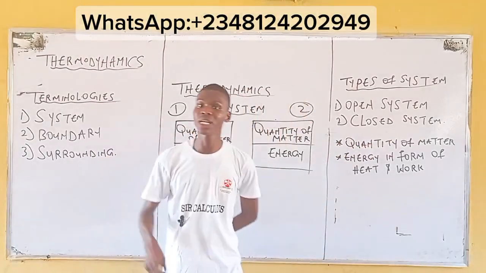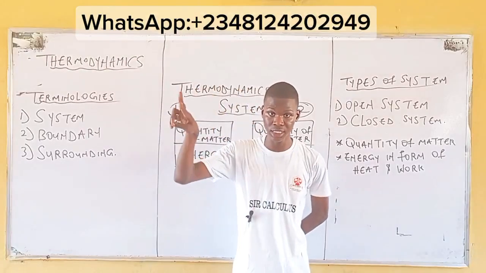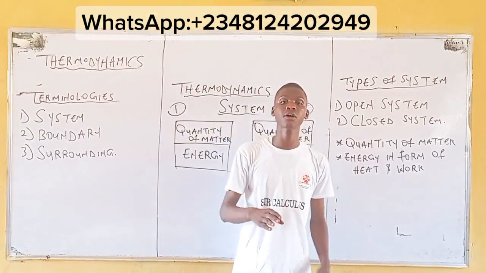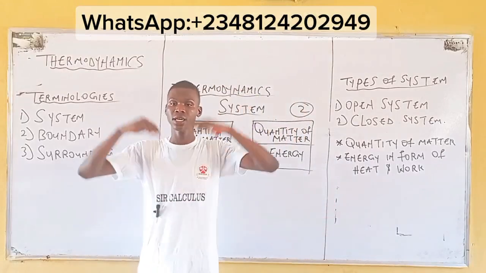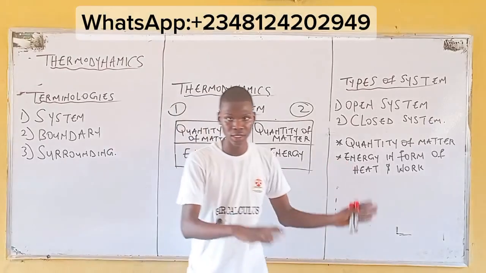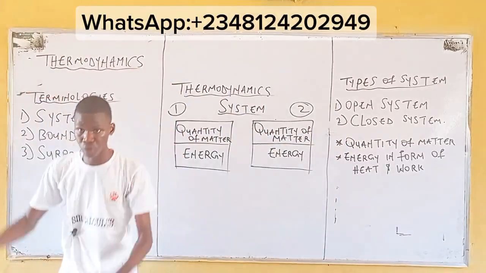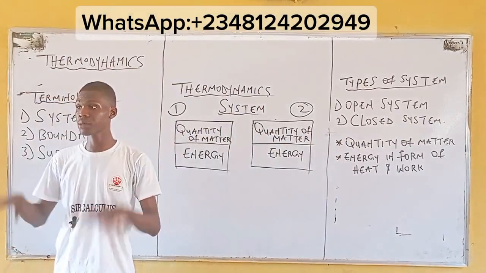Now, when we say energy, we said energy in the form of what? Heat and work. Meaning in thermodynamics, basically we have two types of energy. The first one is heat, and the second one is work. So in advanced class, you will treat heat separately. Heat is a topic on its own, then you look at work. Work is also a topic on its own. You understand what I'm saying?